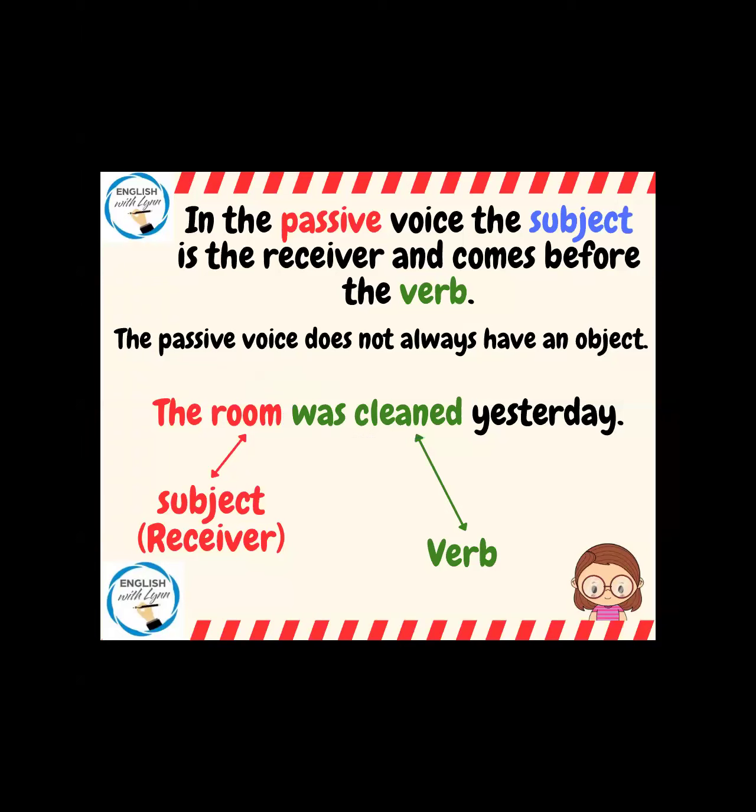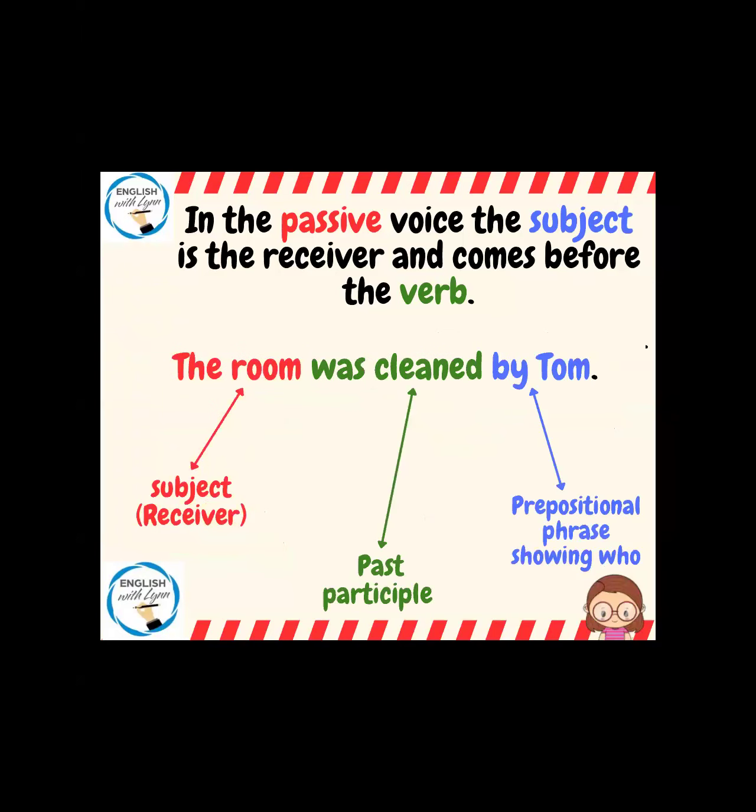Now, if I write it and I include the who cleaned it, I have got the subject, which is the room. Then I have was cleaned, which is my past participle. And then I have got at the end a prepositional phrase. And when we are writing in the passive voice, we will often have by as the first word in the prepositional phrase. So by Tom, by the children, by mum. So you have the by before the person's name to show who performed the action.